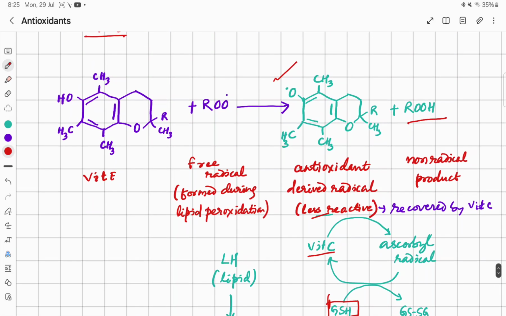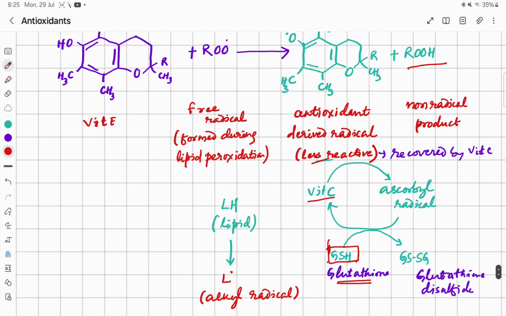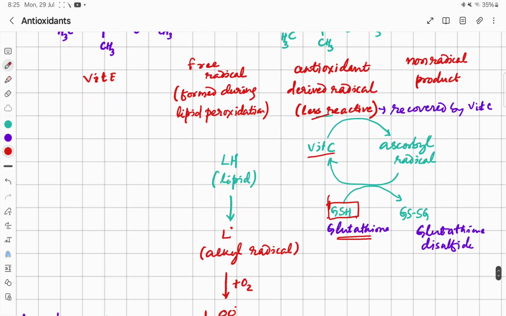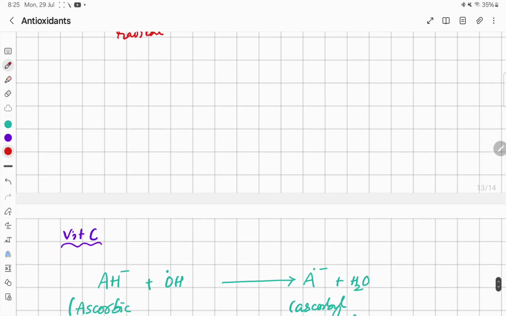So to summarize, vitamin E provides one electron to the lipoxyl radical and makes it a non-radical product. In return, vitamin E becomes a less reactive radical, and that vitamin E can be recovered by vitamin C. In return, vitamin C becomes a less reactive radical, ascorbyl radical, and vitamin C can be recovered by glutathione, which is the endogenous antioxidant. So in this way they act.